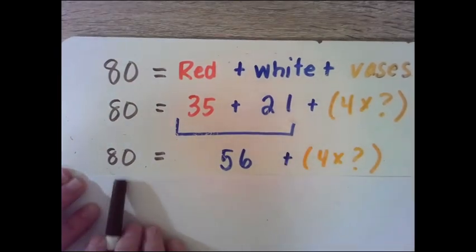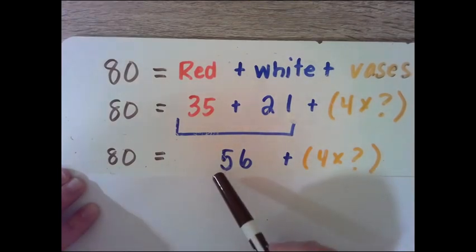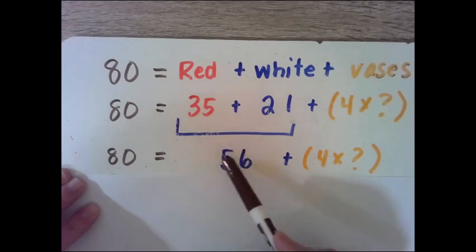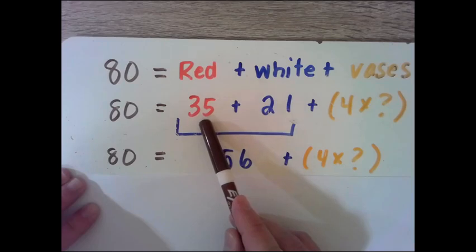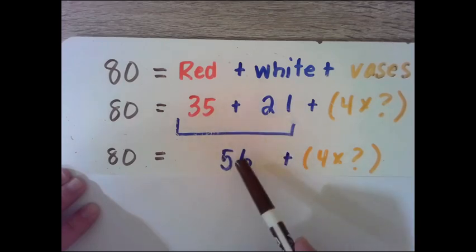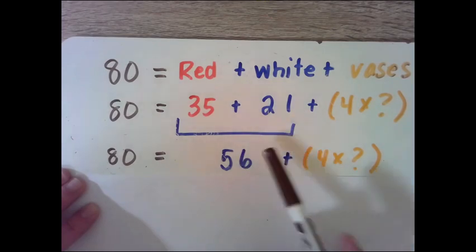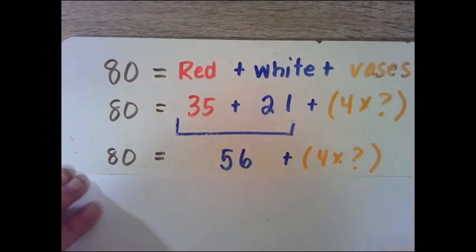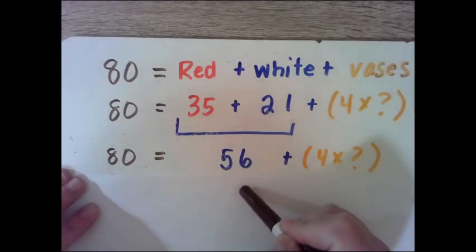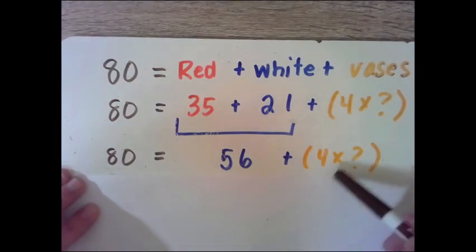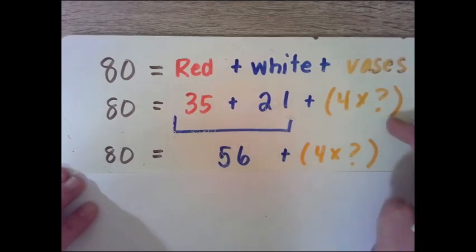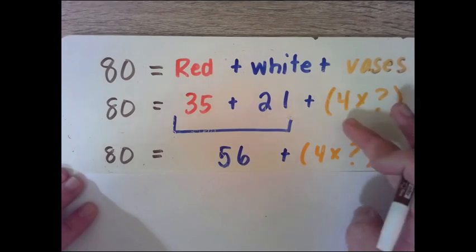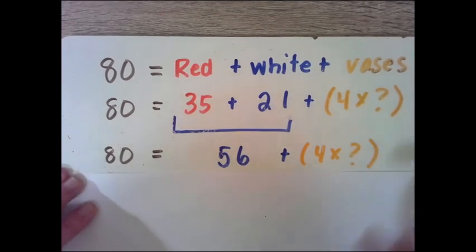So he started with $80. What I chose to do is add up what he bought in roses together. I took the $35 for the red roses and $21 for the white roses, and I got $56 for the roses. Now, we can't forget we still have to figure out what the vases cost. So I took this down to the next line: 4 times we don't know what yet.